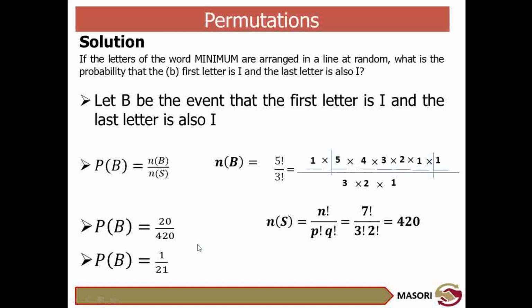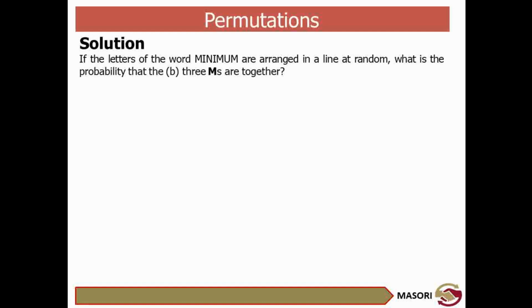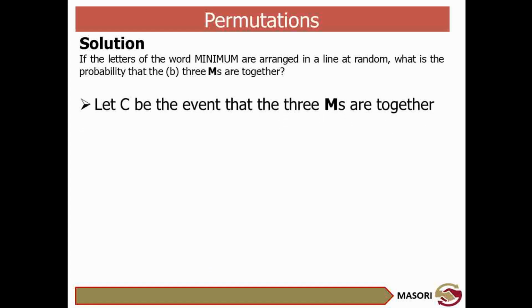Let's solve the last one. We're saying what is the probability that the 3 M's are together? Now, if the 3 M's are together, all we are concerned about here is these 3 M's being together. So they can be together in the beginning, second spot, third spot, fourth, fifth, and so on. All we want is these 3 M's must be put together. So if we do that, let's let C be the event that the 3 M's are together. Then the probability of C will be equal to NC divided by NS.